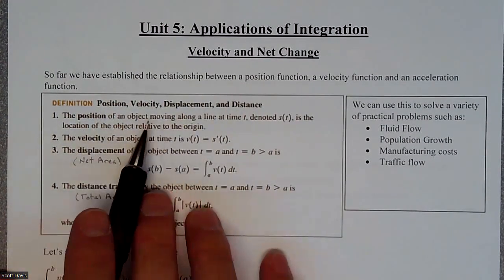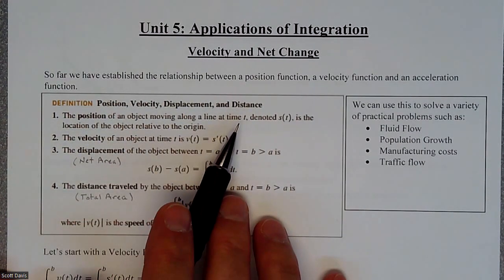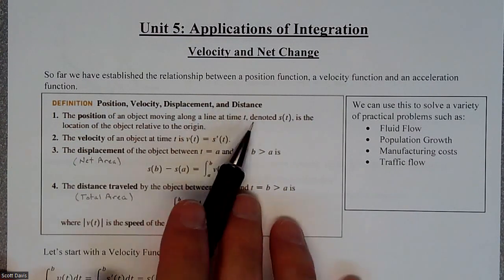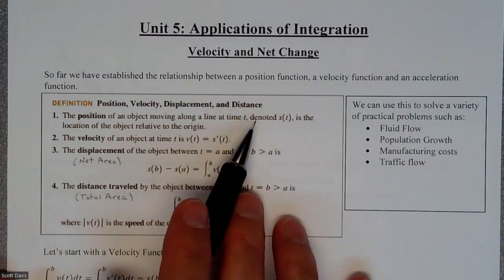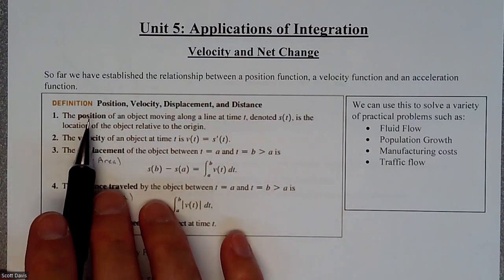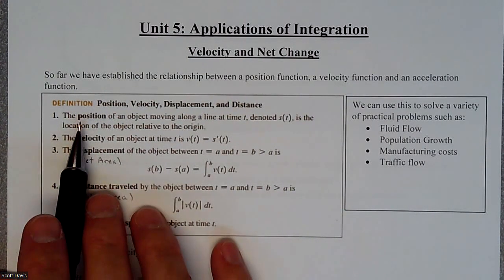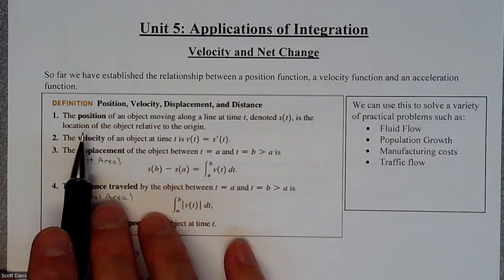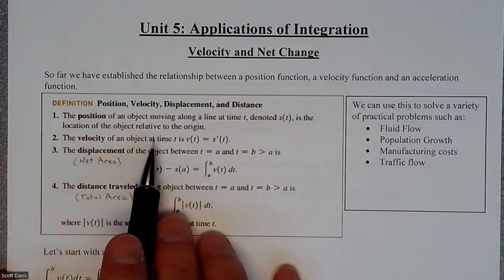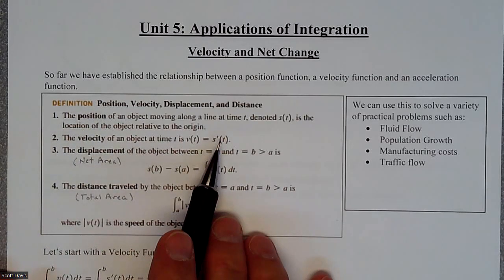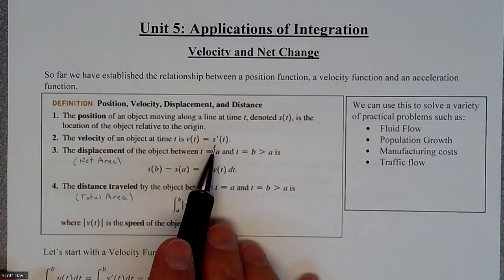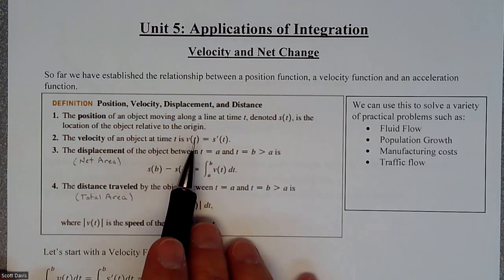So a position could be related to a height of an object from a certain point or left and right from kind of a distance in either direction. So it could be positive, could be negative. Velocity, if we're talking about functions, the velocity is the derivative of the position function, right? And then acceleration, which is not on here, would be the derivative of the velocity function.